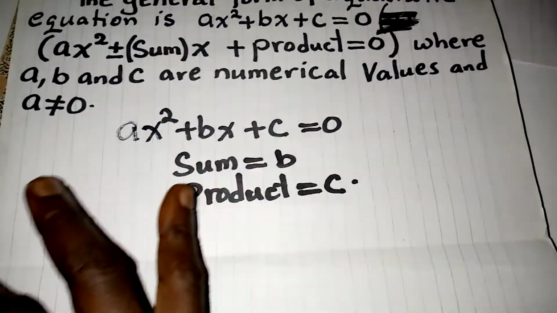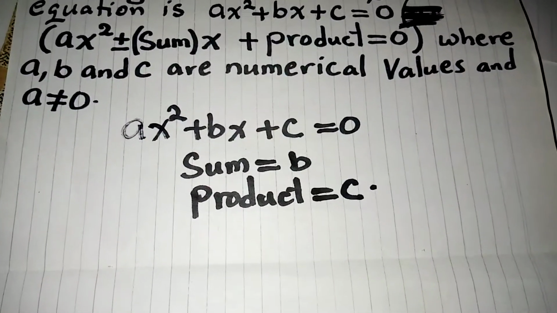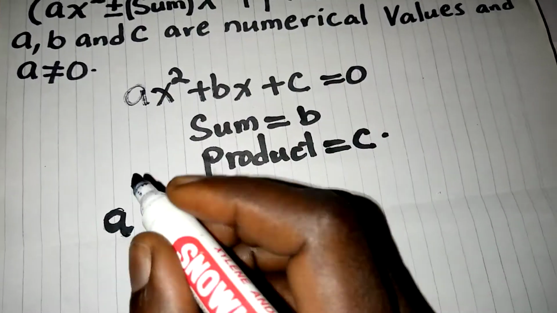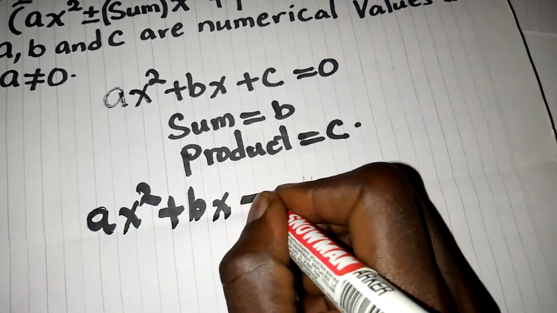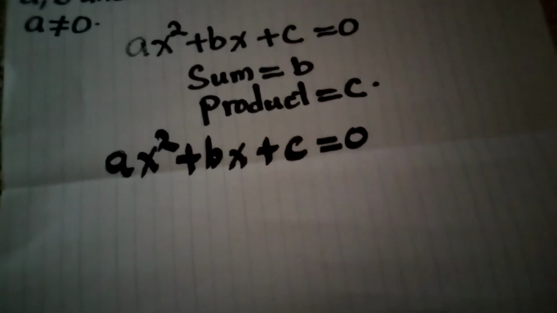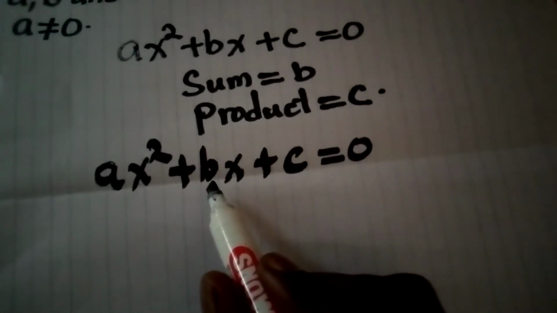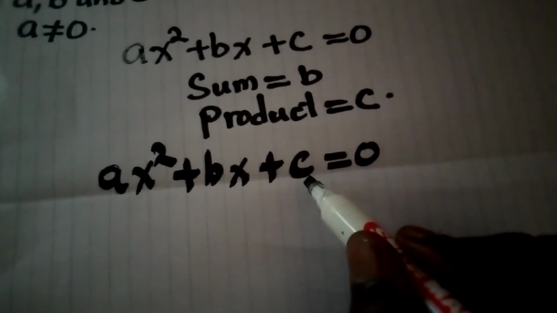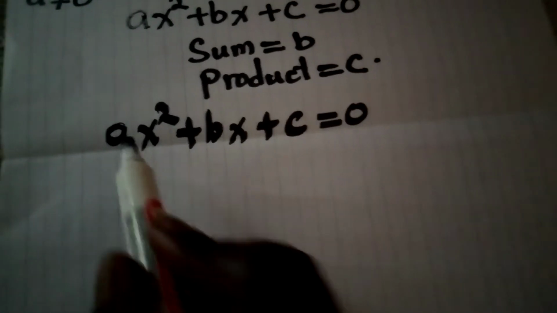So now when you're solving this quadratic equation using the method of completing squares, you will have to use our formula, which is ax squared plus bx plus c is equal to 0. When we look at this, we shall find out that the sum in our equation is b and the product is c. So if the product is c, then a is the coefficient of x squared.